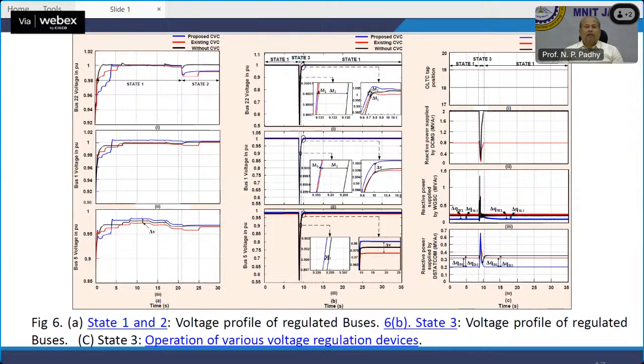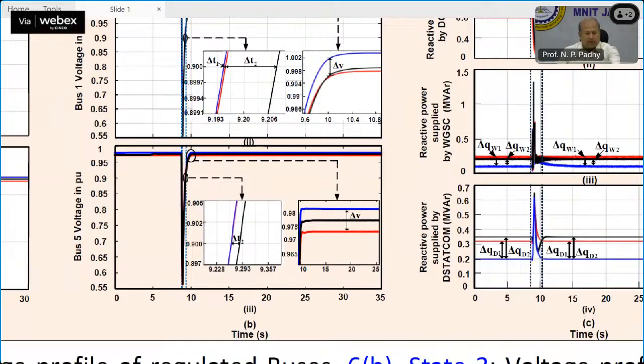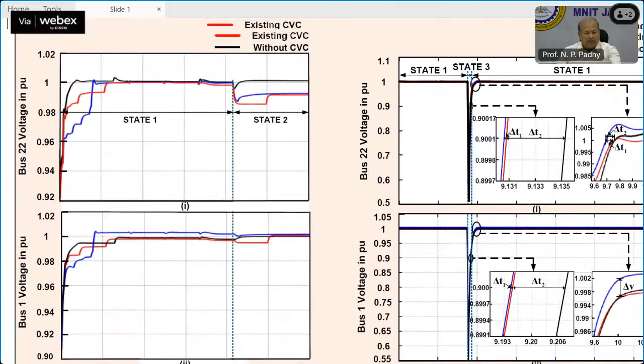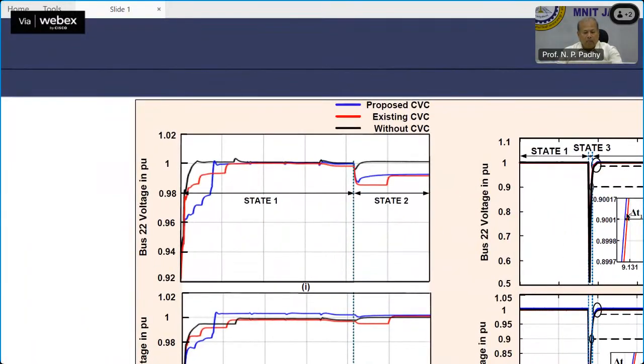This is another very interesting profile, have a look. There are three states: state number 1, state number 2, and state number 3, which is the transient state. The state 1 and 2 voltage profiles of the regulated bus are given in 6A. 6B shows the state number 3 voltage profile of the regulated bus, and the state 3 operation of various voltage regulation devices. If I zoom it a little bit, all of you please have a look. Let me come this way. First, focus here, on this diagram.